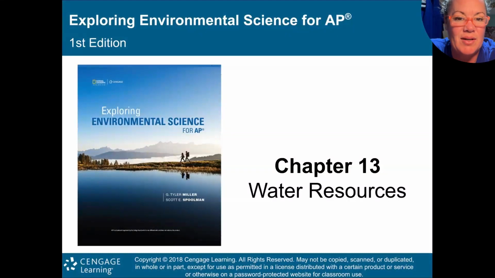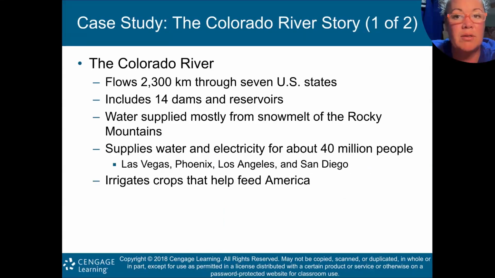Here we go. Chapter 13 is all about water and water resources and our use of water. The case study surrounds the Colorado River. The Colorado River flows 2,300 kilometers through 7 US states. It includes 14 dams and reservoirs.